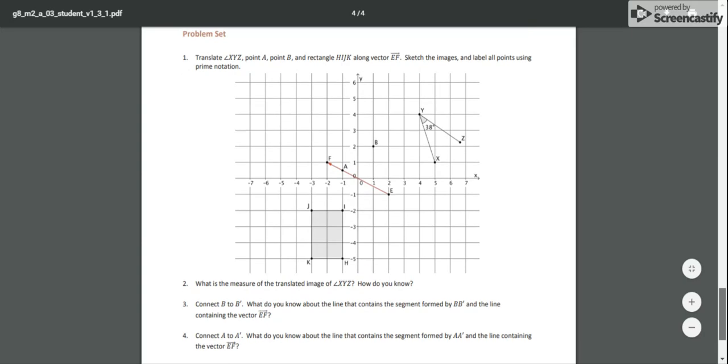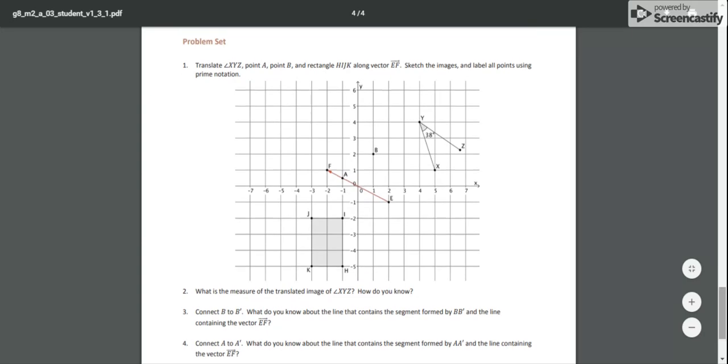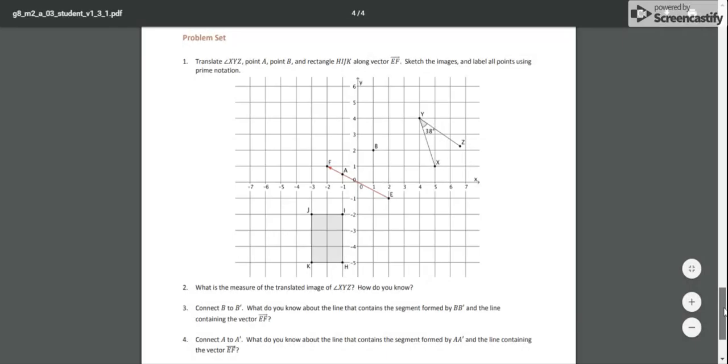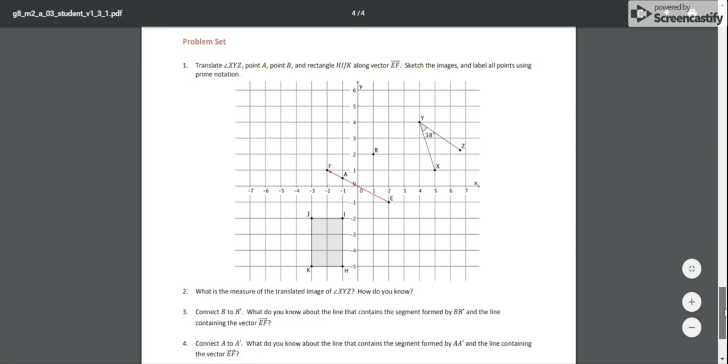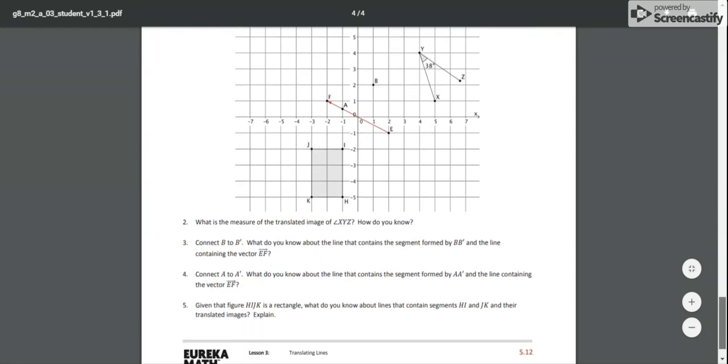For number 2, it says, what is the measure of the translated angle XYZ? How do you know? Remember I gave the example in class. I made an angle out of my hand, and I said if I translate it to the back of the classroom, to the side of the classroom, the angle stays the same, whatever the degree. So whatever the degree is for the pre-image, that's what it'll be for the image.